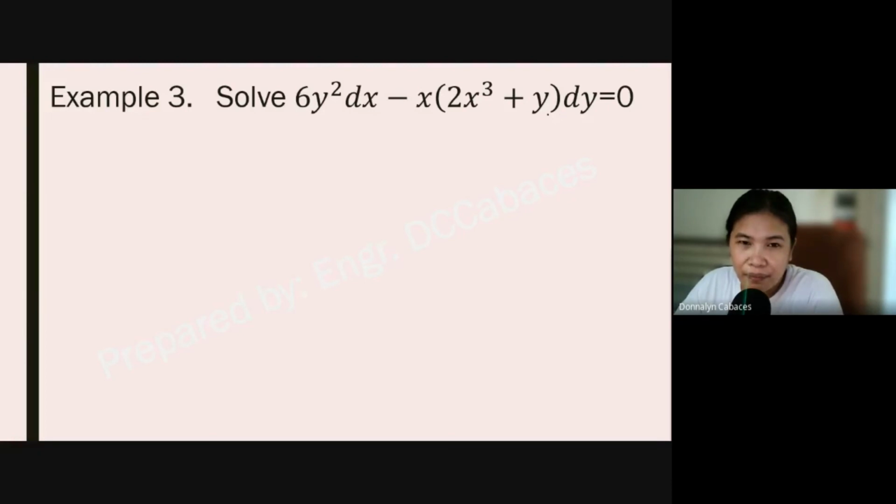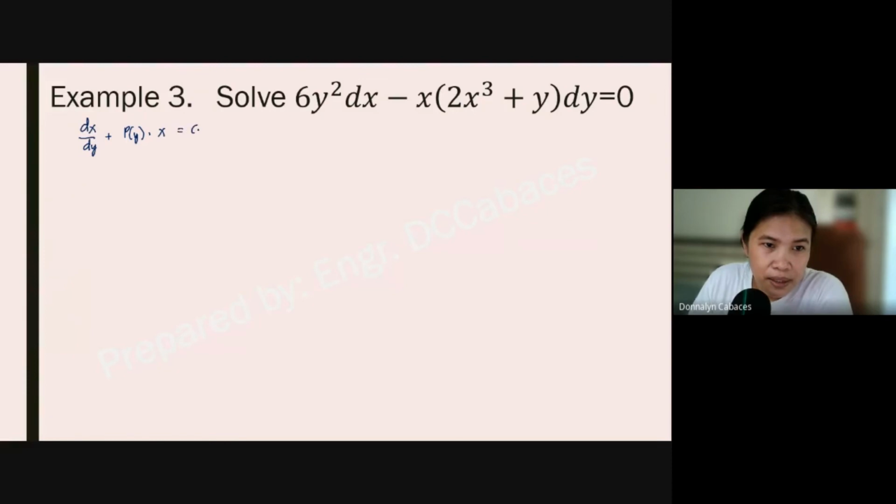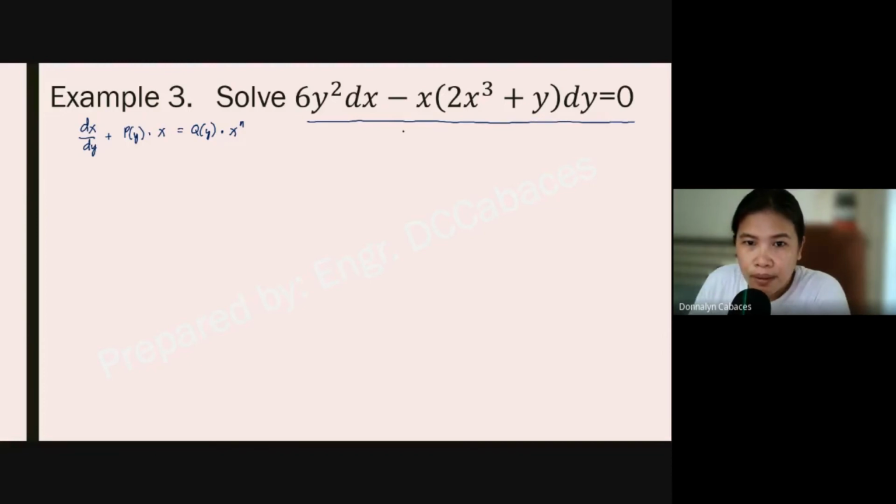So if we want to show that it is a Bernoulli equation in the form of derivative of x with respect to y plus p as a function of y times x is equal to q as a function of y times x to the n, that is when x is the dependent variable. So we need to divide this equation by 6y squared and dy. Okay? So dividing it by 6y squared and dy, what is the resulting equation?